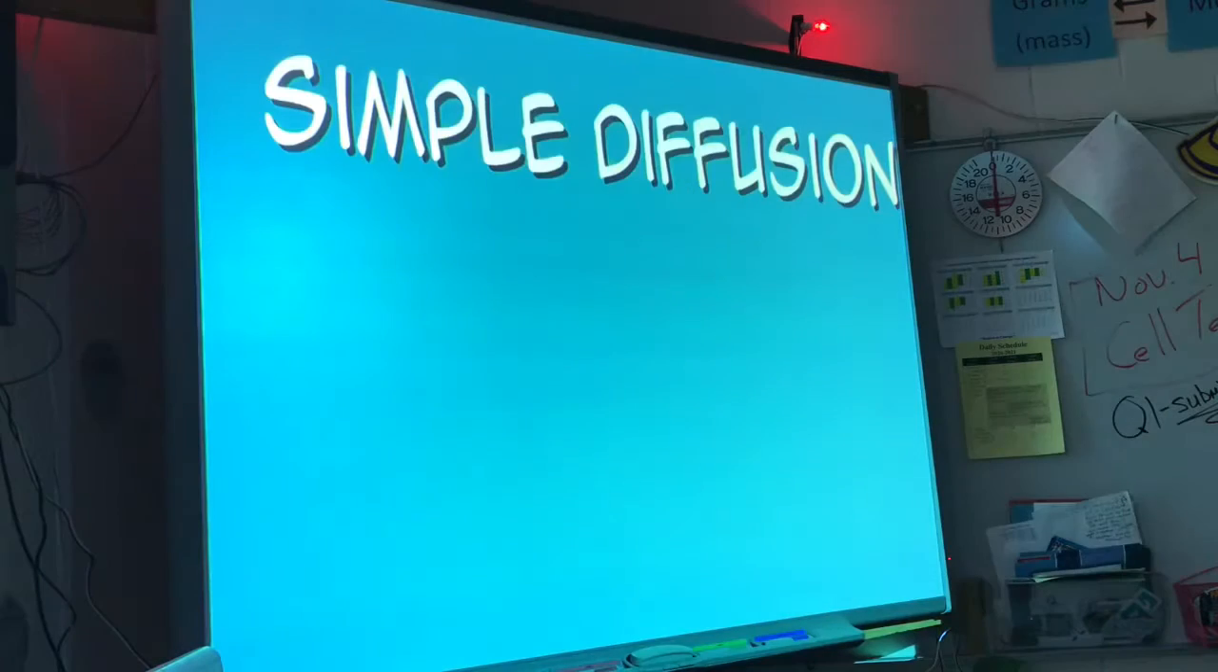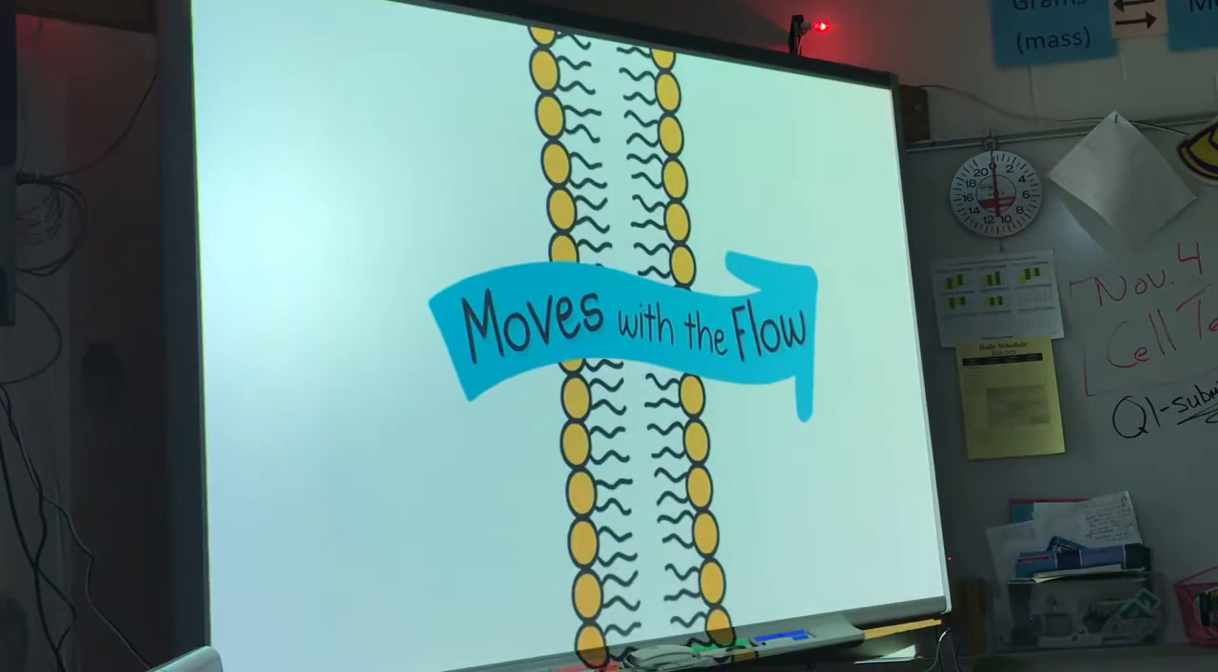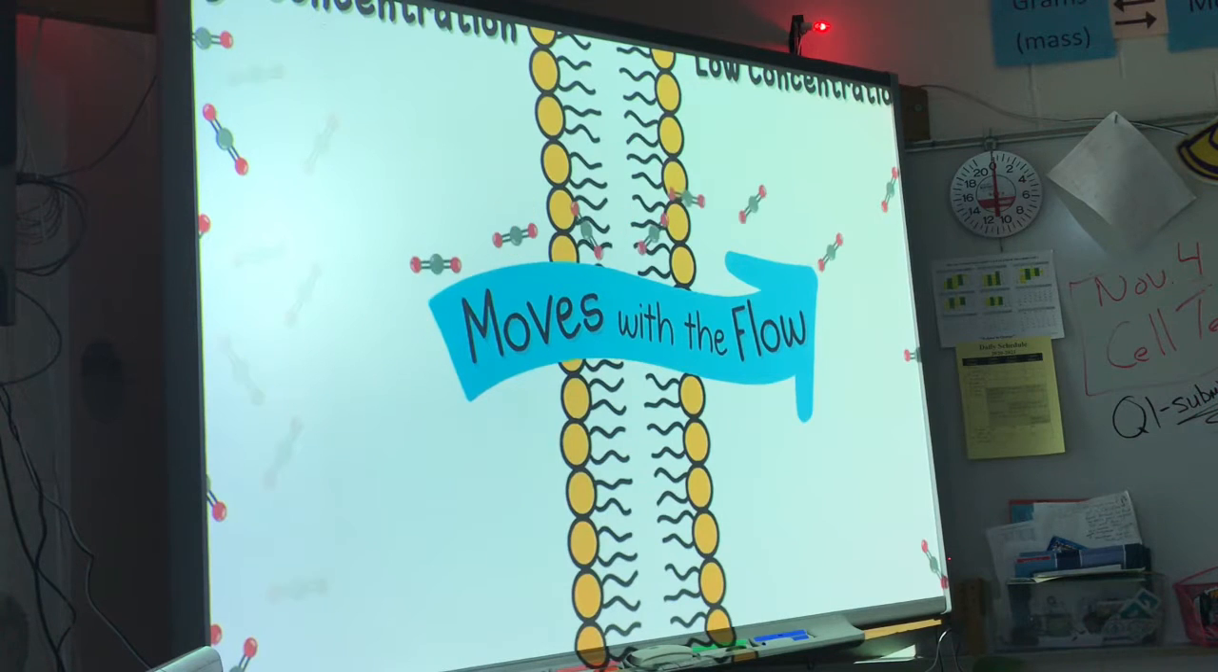This is known as simple diffusion. Also, it doesn't take any energy to force those molecules in or out, so it's known as passive transport. Simple diffusion moves with the flow, meaning it moves with the concentration gradient. Molecules move from high concentration to low concentration. So when you hear someone saying that something's going with the concentration gradient, that's what they mean. They mean it's going from a high concentration of molecules to a low concentration of molecules.